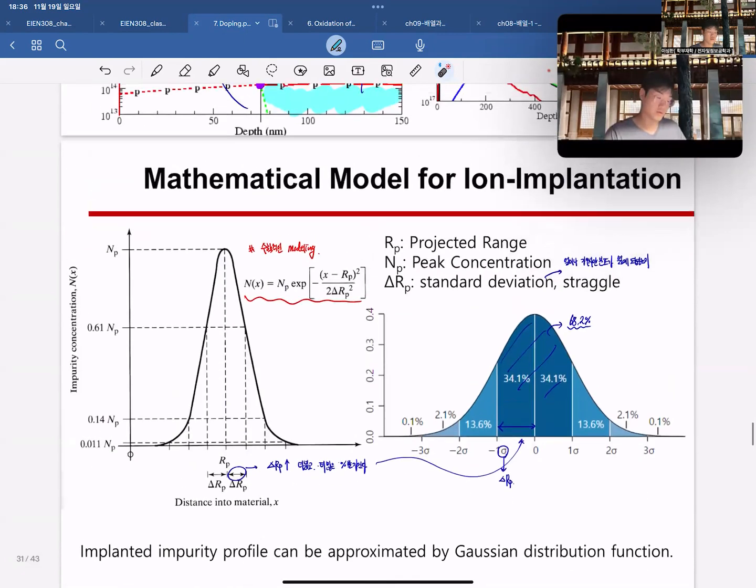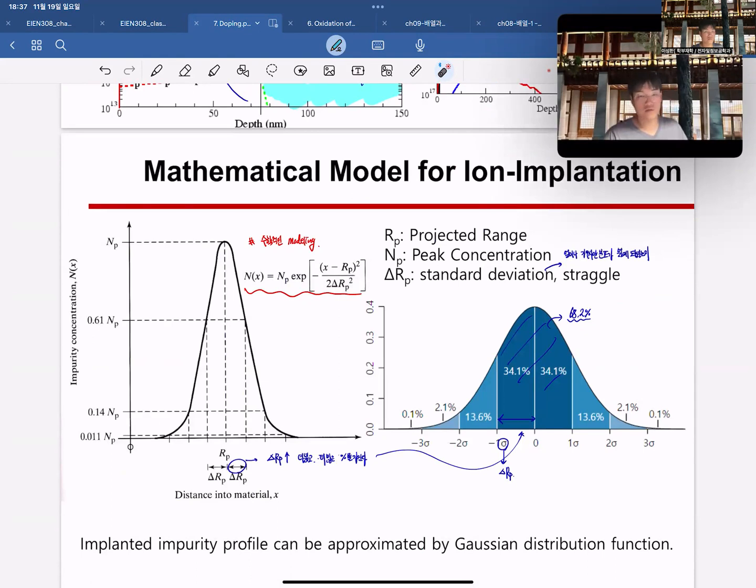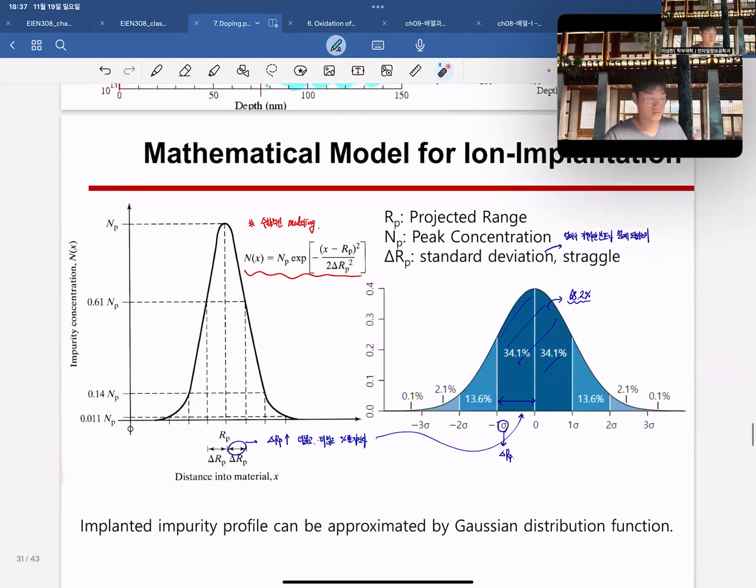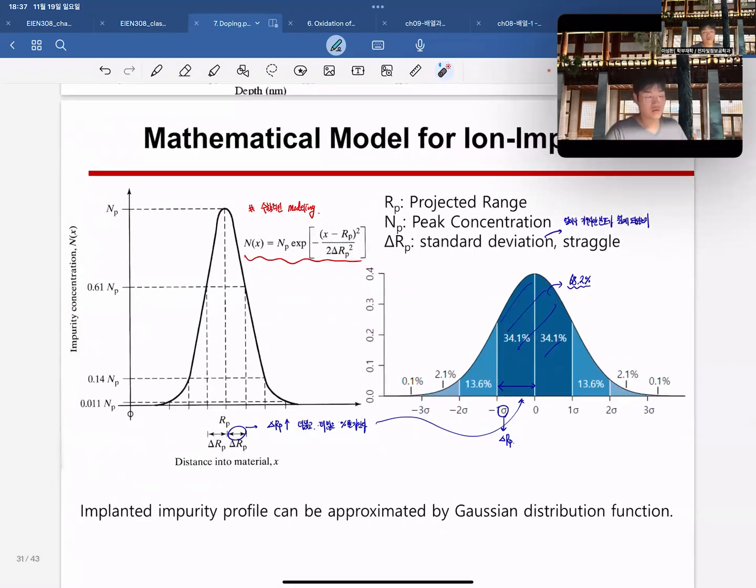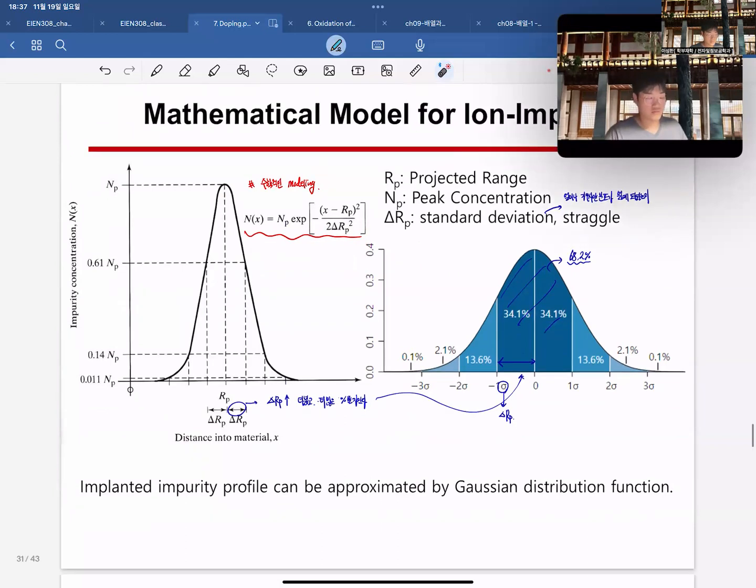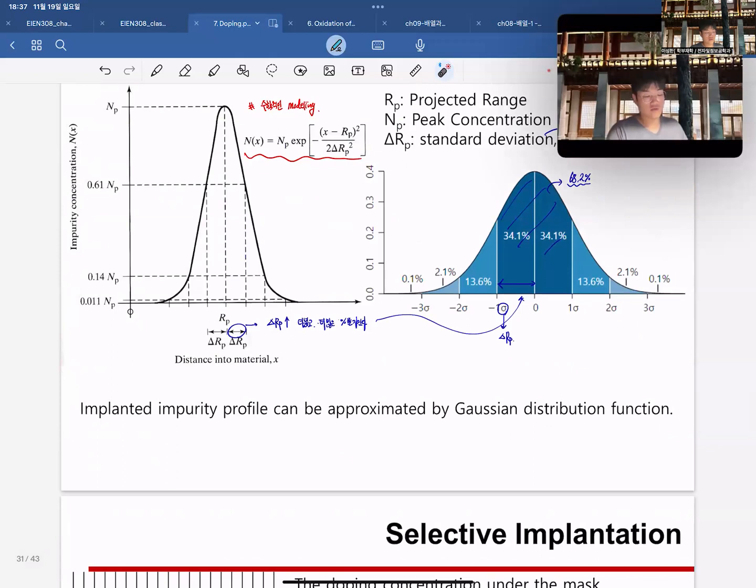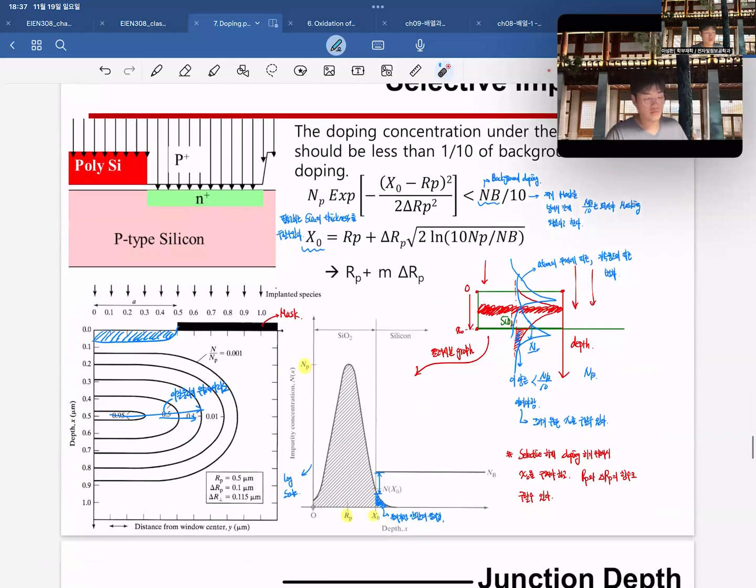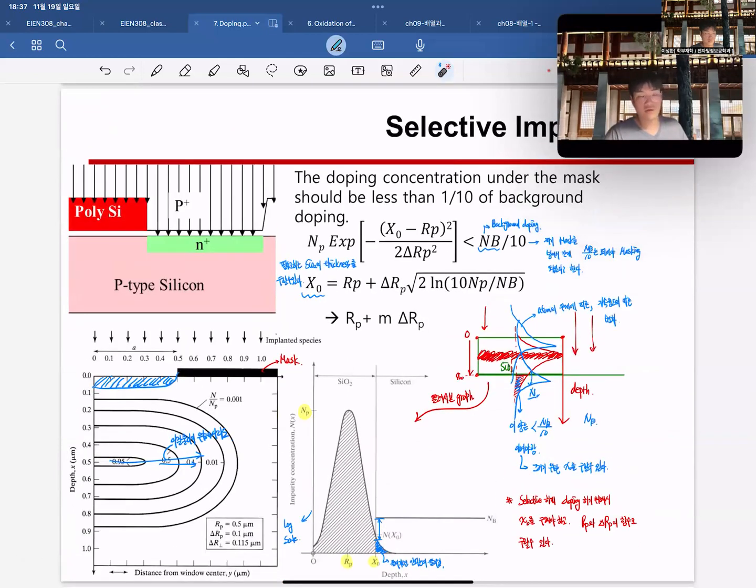So we make a mathematical model for the implantation. You can see this impurity concentration follows a Gaussian shape. So the projected range and standard deviation are important. This is why: when we implant these ions, the ions go down into the SiO2. This is the hard mask. This position is where we want to dope, and this is where we don't want to dope.